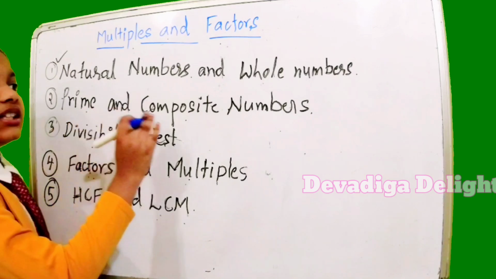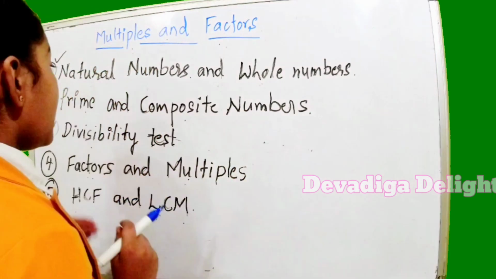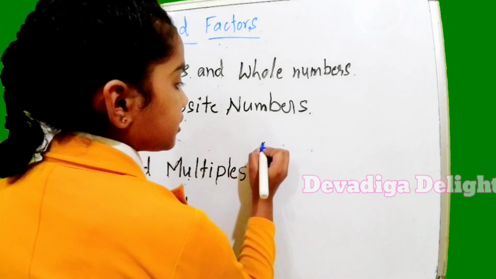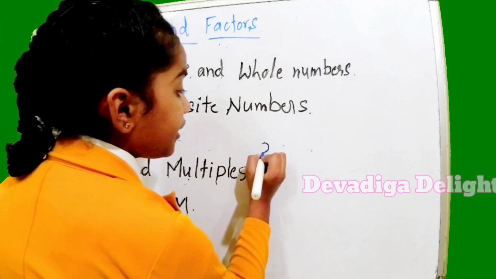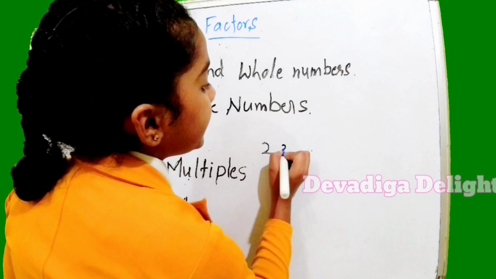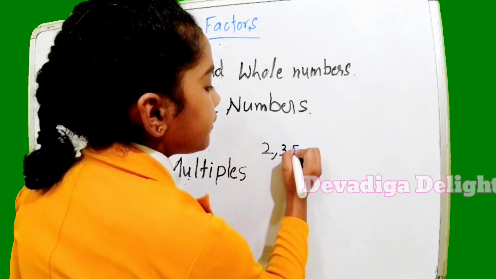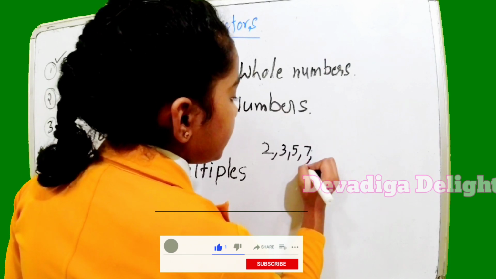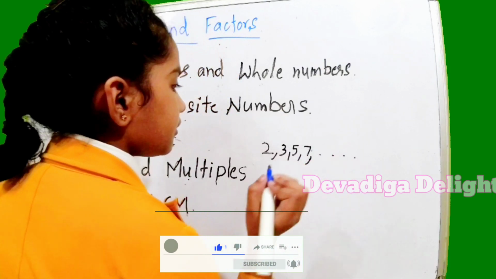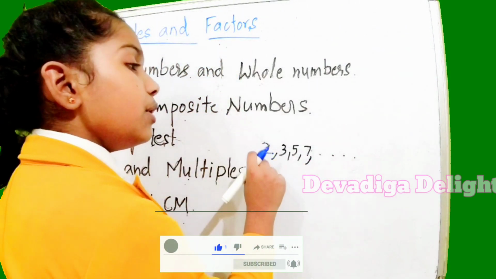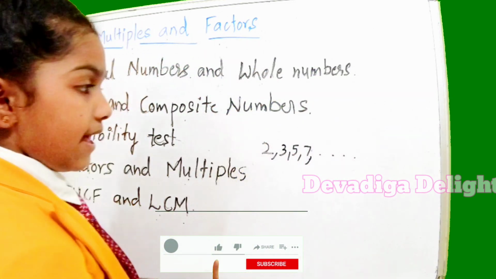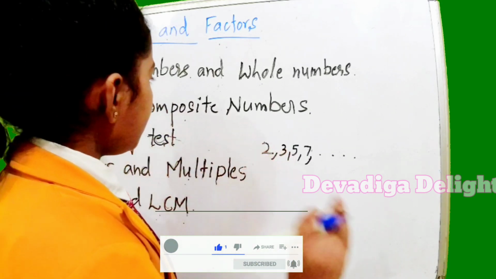So, prime numbers and composite numbers. Prime numbers are the numbers which do not come in any tables. Examples of these numbers are 2, 3, 5, 7 and so on. And did you know that 2 is the only even prime number? There is no other even prime number.